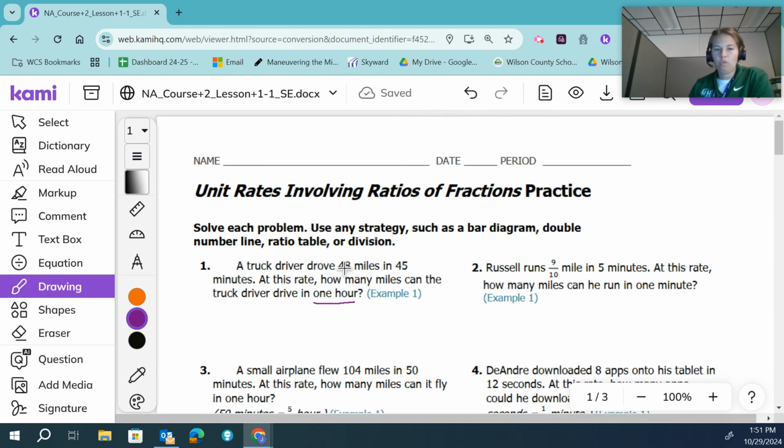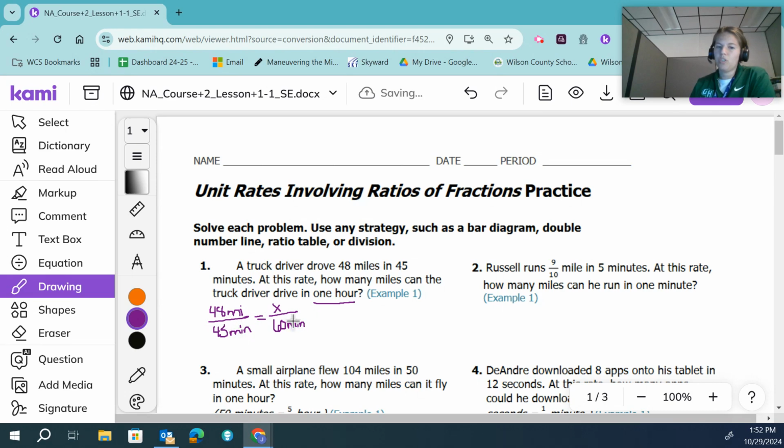So, 48 miles in 45 minutes. Now we're turning that into 1 hour. We know that there are 60 minutes in 1 hour, so we can do this two ways. We can do 48 miles in 45 minutes is how many miles in 60 minutes?